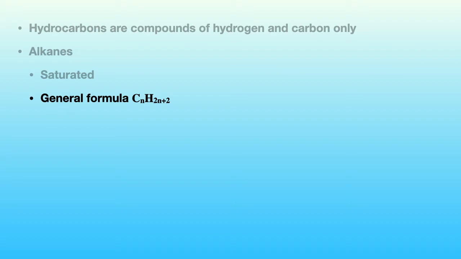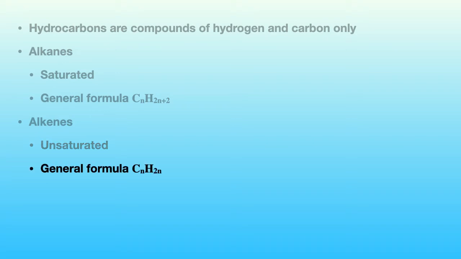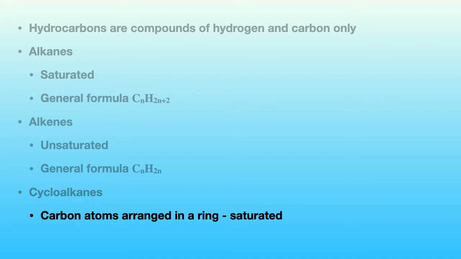You should also be aware of the alkenes. Now, alkene molecules are unsaturated. They contain a carbon-to-carbon double bond. Their general formula is CnH2n. In an alkene, however many carbons there are, there'll be twice as many hydrogen atoms. And finally, we looked at the cycloalkanes. Now, in a cycloalkane, the carbon atoms are arranged in a ring. These molecules are saturated. They contain only single bonds, but the general formula is CnH2n, the same as for the alkenes.